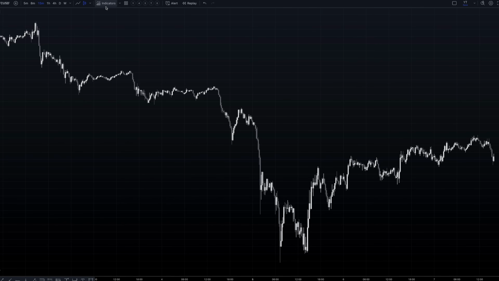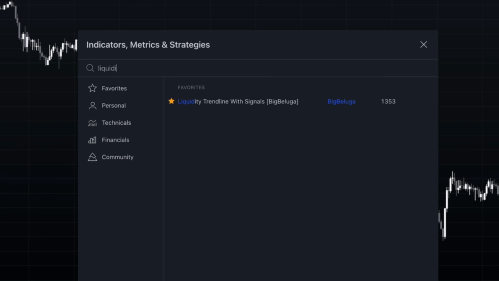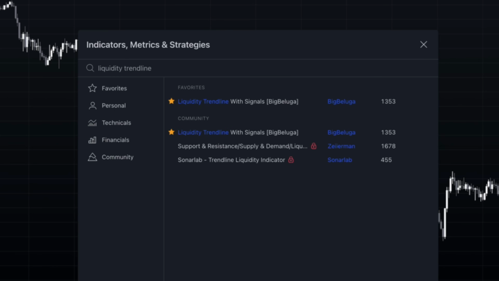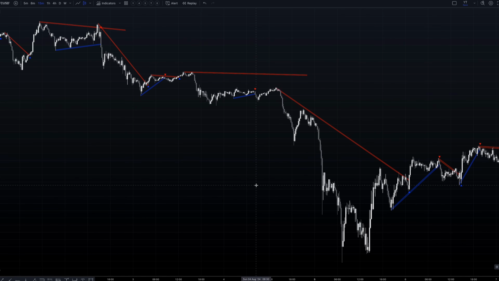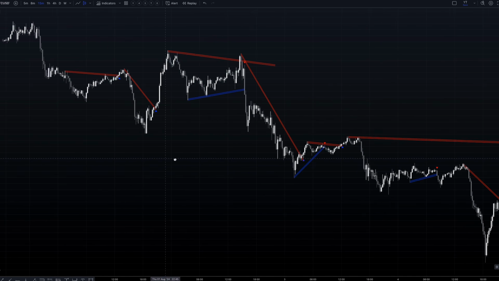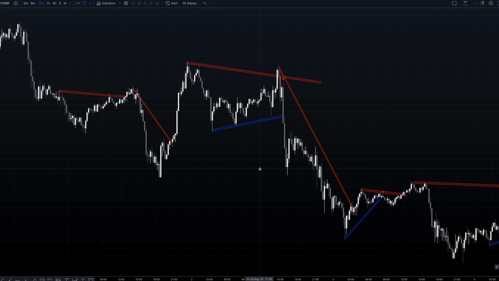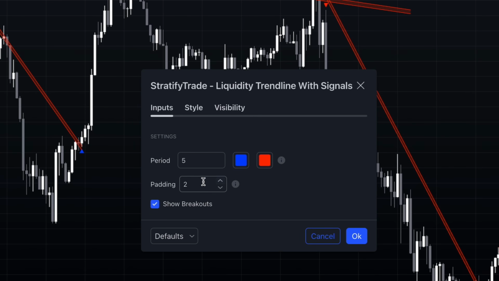Let's open our TradingView Indicators tab and add Liquidity Trend Line with Signals by Big Beluga. What I really like about this indicator is that it plots trend lines that are both clean and visually appealing. One of its standout features is the ability to adjust the thickness of the trend line, which represents the area of value rather than just a single narrow line. This feature can be customized according to your preference, including the period.